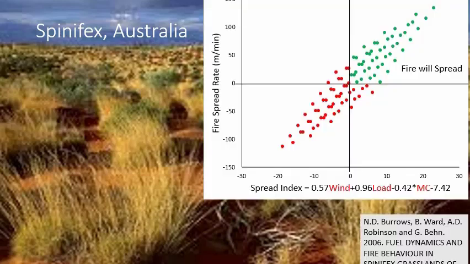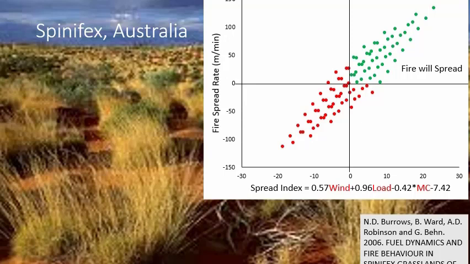Now, one study of this, there have been many, is by Neil Burrows et al. in 2006. What they did is they found empirical relations to predict fire spread rate on the y-axis. The fire would spread faster or slower based on wind and moisture and loading and things like that. But I want to point out primarily, or emphasize, the x-axis, the spread index they called it.